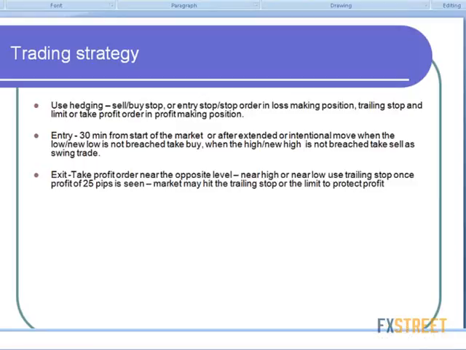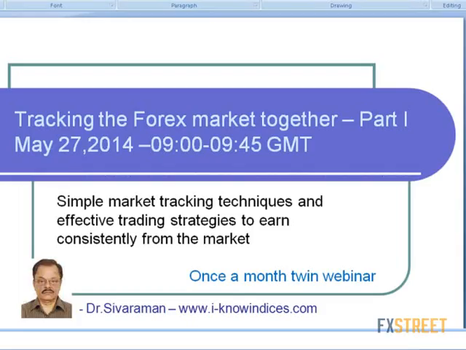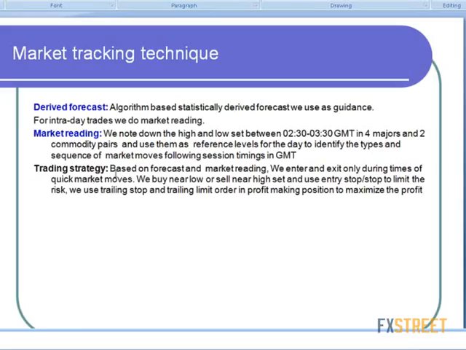Now, the third one is the trading strategy. Here I explained the trading strategy, because whatever be the type of forecast and whatever be our market reading technique, still as humans we can commit mistakes. So in the event the market goes against, why not have a contingency plan of keeping the entry stop order, or the buy stop or the sell stop, or otherwise nothing but the hedging order to limit the risk.